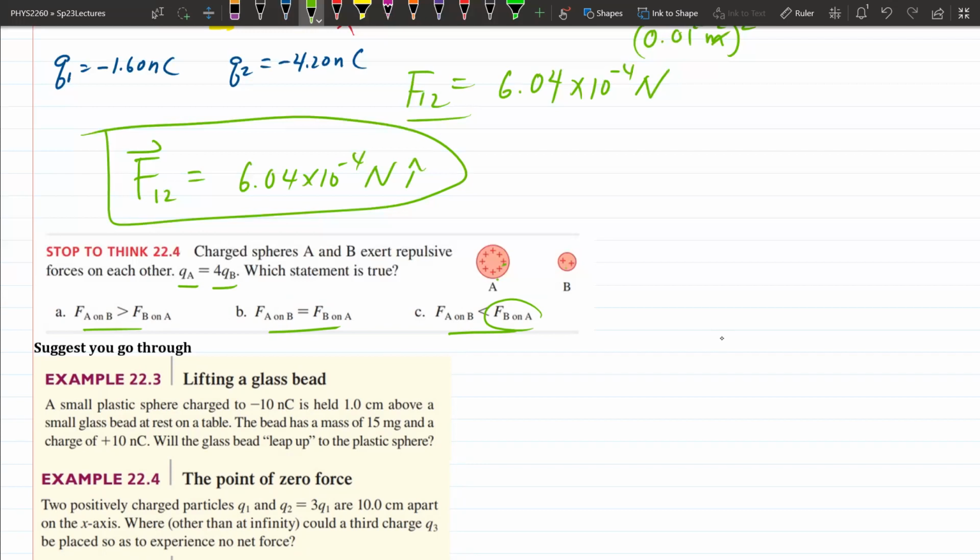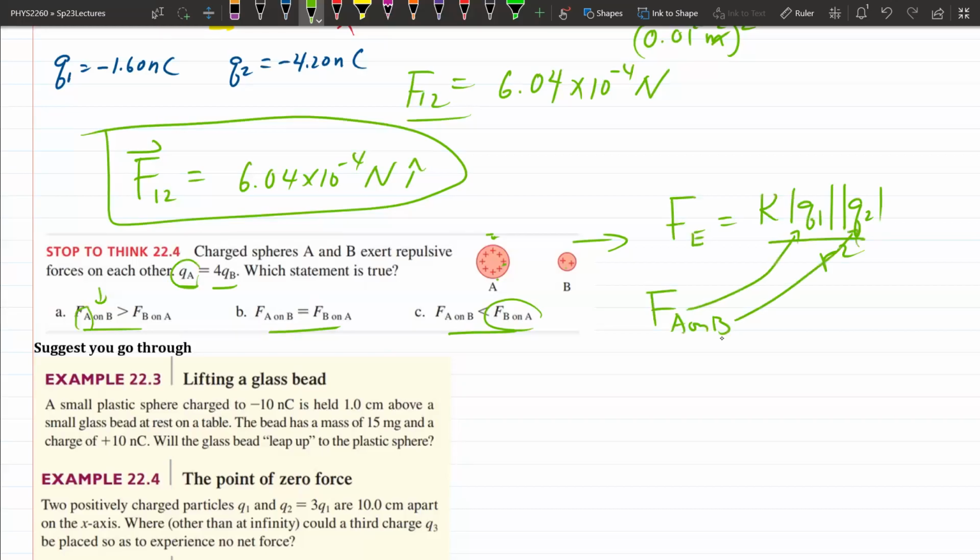Those of you who probably thought that A may have a bigger force than B probably thought, well, A has a much bigger charge, so it's going to push B with a bigger force. But remember Coulomb's law: the electric force is a constant times the magnitude of Q1 times the magnitude of Q2, divided by r squared. So A is Q1, B is Q2.